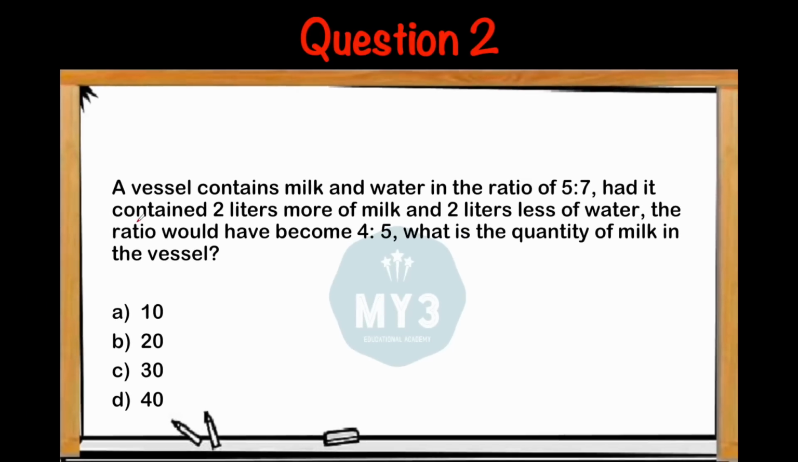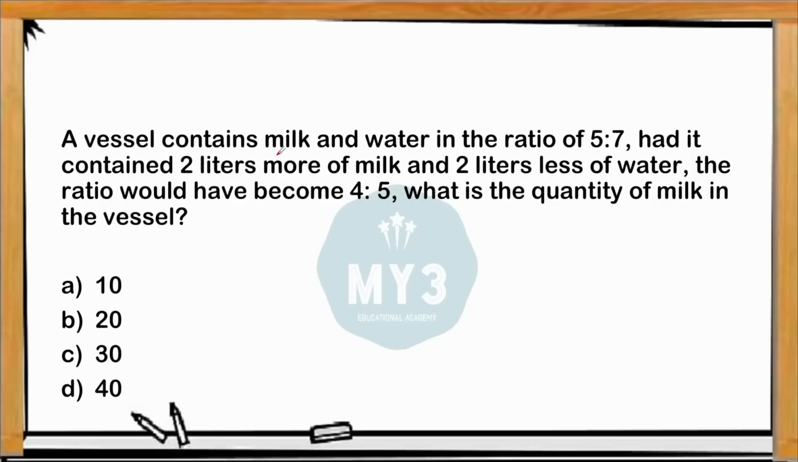So if you observe the data here, a vessel contains milk and water in the ratio of 5 is to 7. Had it contained 2 liters more milk and 2 liters less water, the ratio becomes 4 is to 7. What is the quantity of milk in the vessel?